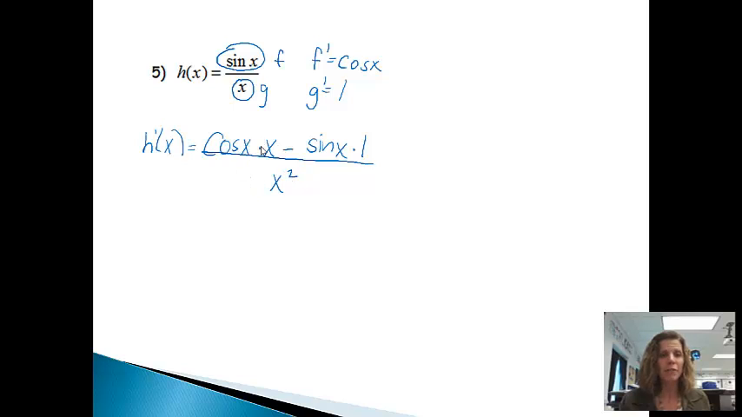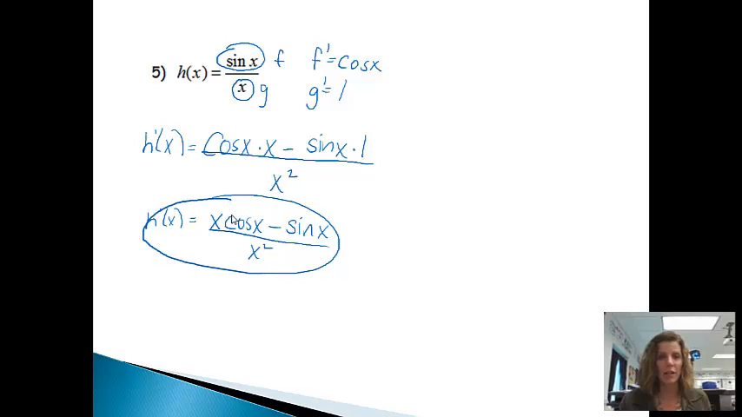Okay, then from here, for simplifying this, when I do cosine x times x, that does not become cosine x squared because this x is attached to the cosine. So if I rewrite this, it would actually look like x cosine x, and then minus sine of x times 1 is just the sine of x. It's all over x squared. And there's nothing else that I can do to this problem. I cannot cancel these x's because the sine does not also have an x. So at this point, that's as far as I can go.